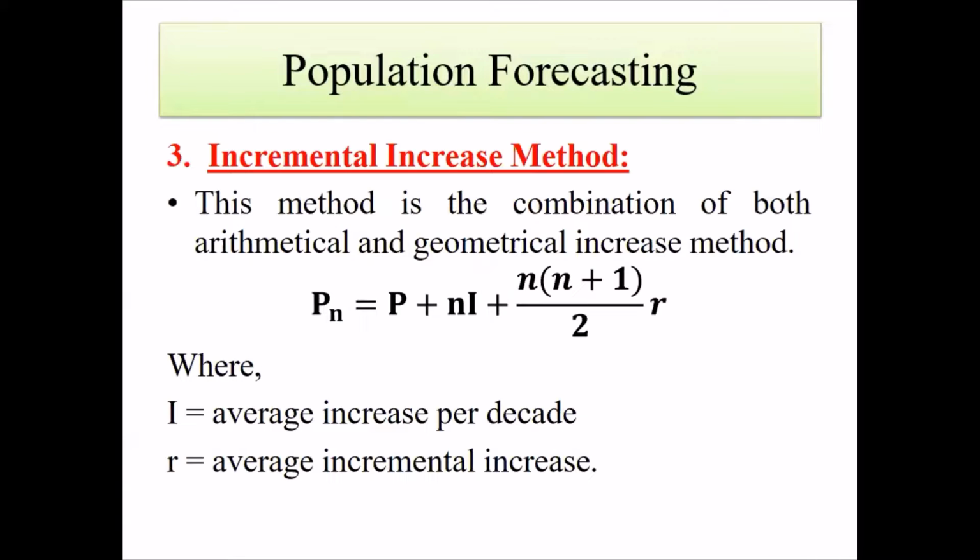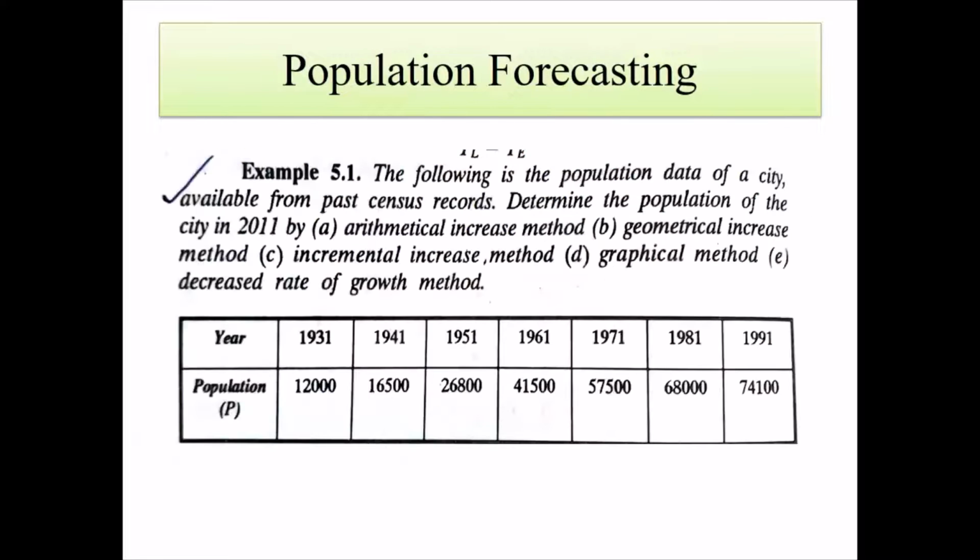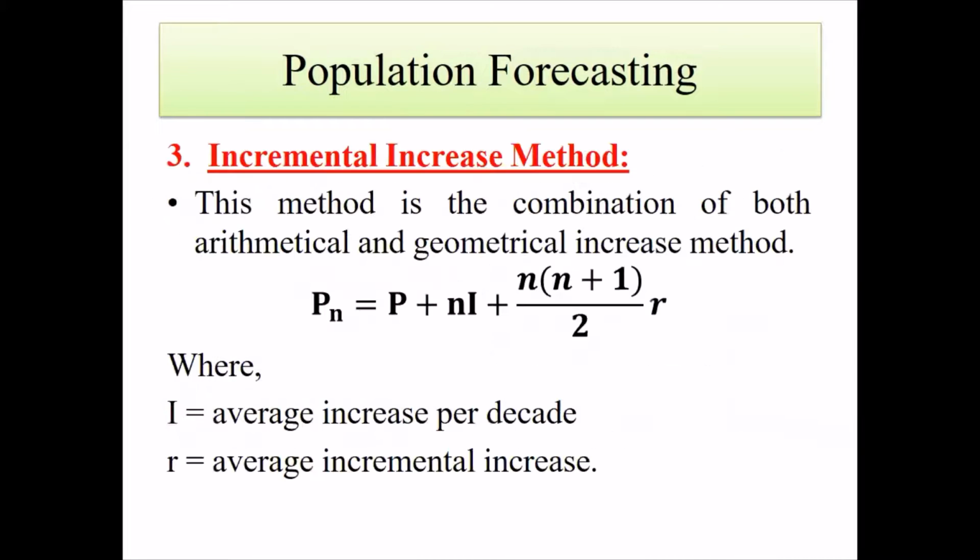So depending upon the above methods of population forecasting, we can solve the following type of problem. The following is the population data of a city available from past records. Determine the population of the city by 2011 by arithmetical increase method, geometrical increase method, incremental increase method, graphical method, and decreasing rate of growth method. So first, incremental increase method. This method is a combination of both arithmetical and geometrical increase methods. So this is the formula actually done.